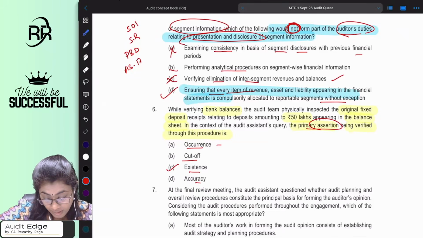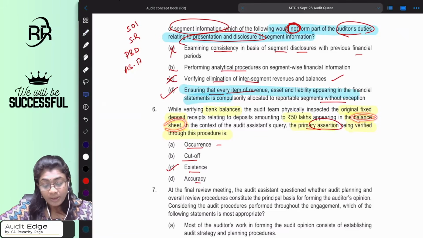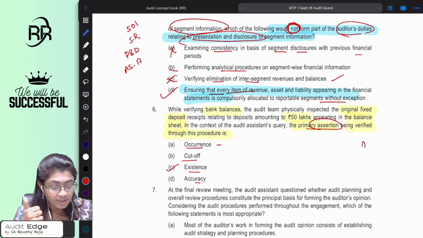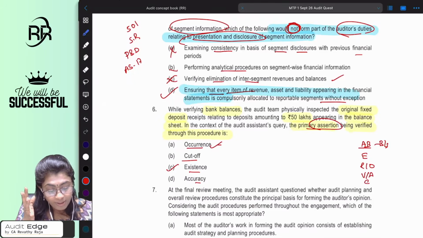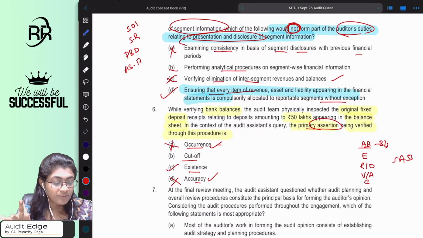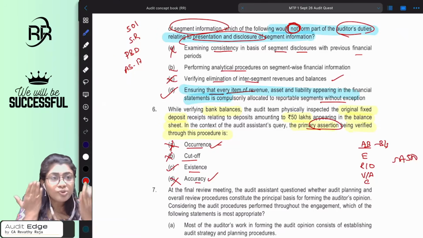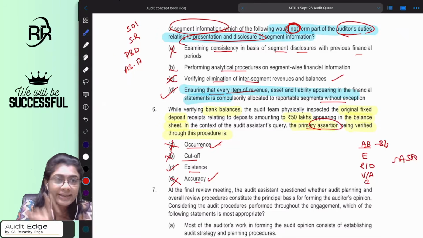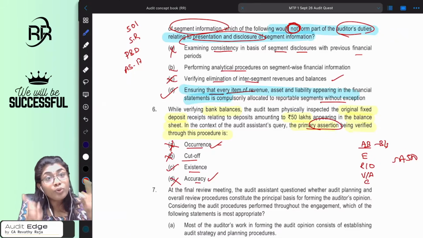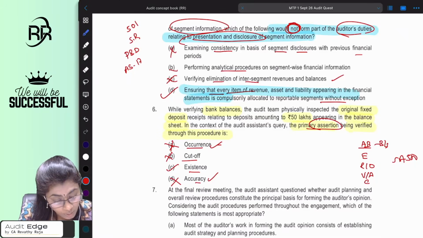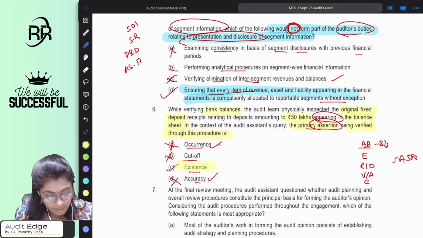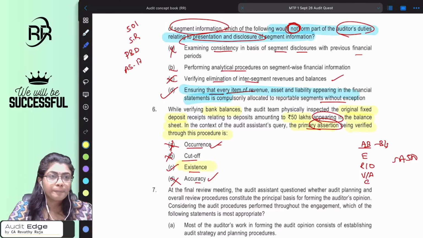One, fixed deposit is a balance sheet caption. For the balance sheet, you have the assertions on account balances: existence, rights and obligations, valuation and allocation, completeness. See, occurrence and accuracy are not balance sheet captions. As per SA 500, even cutoff is not. So the only one belonging to the balance sheet is existence. Now, if you go logically, what are they checking? Whether it is actually there, meaning it is existence. Anyway, the answer is C, which is existence.